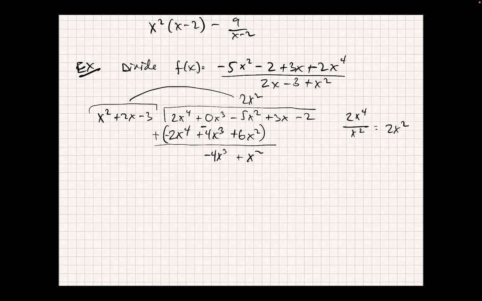And I'm going to need to drop down a term, right? The answer is just real long. And then what do I get for the negative 4x cubed divided by x squared? That gives me negative 4x. Oh wait, hold on.